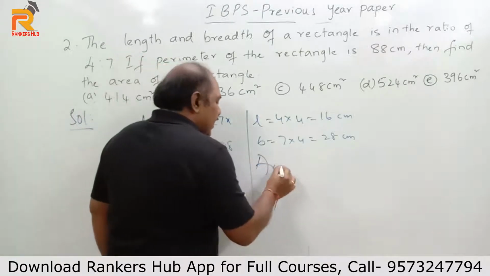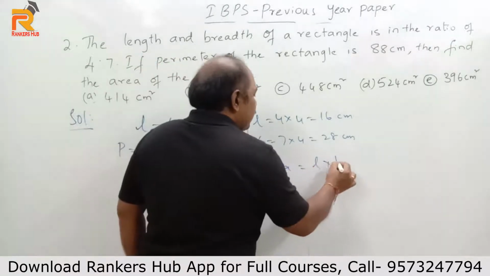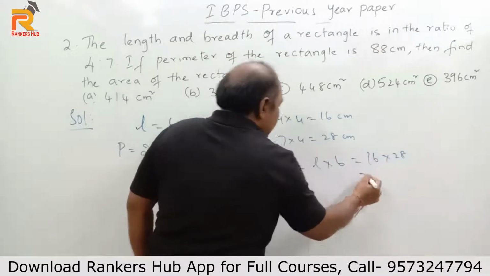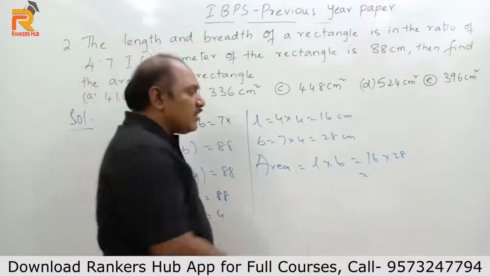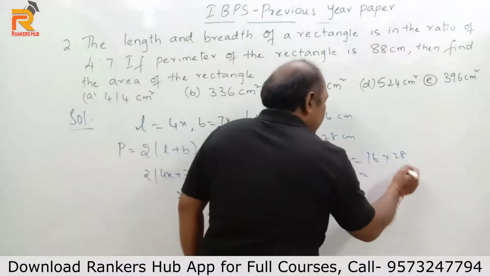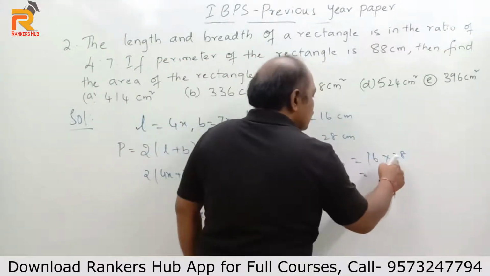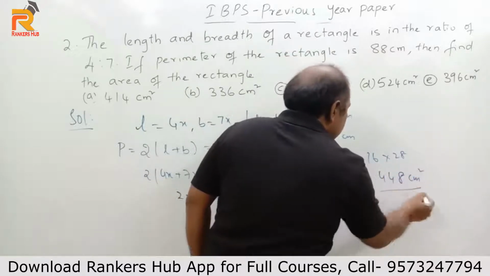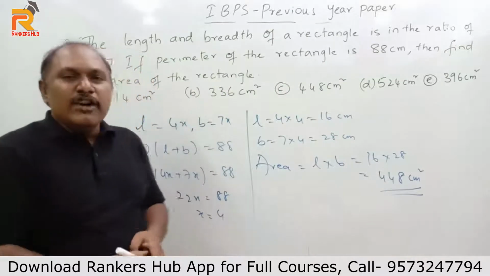So area of the rectangle. Area of the rectangle is given by the formula L into B. So 16 into 28. Multiplying 16 and 28 will give us the answer here. 16 8s are 128, so 12 is a carry. 16 2s are 32 plus 12, 44. So 448 square centimeters would be the area of the rectangle.